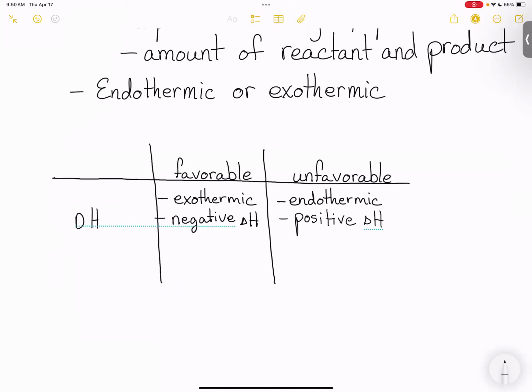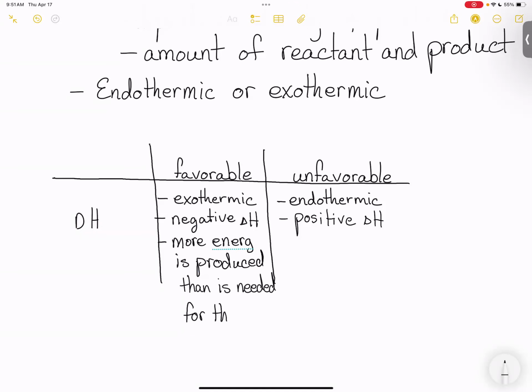Now, favorable compared to unfavorable. Why? Why is a negative a good thing? A negative is a good thing because it means more energy is produced than is needed for the reaction to proceed.